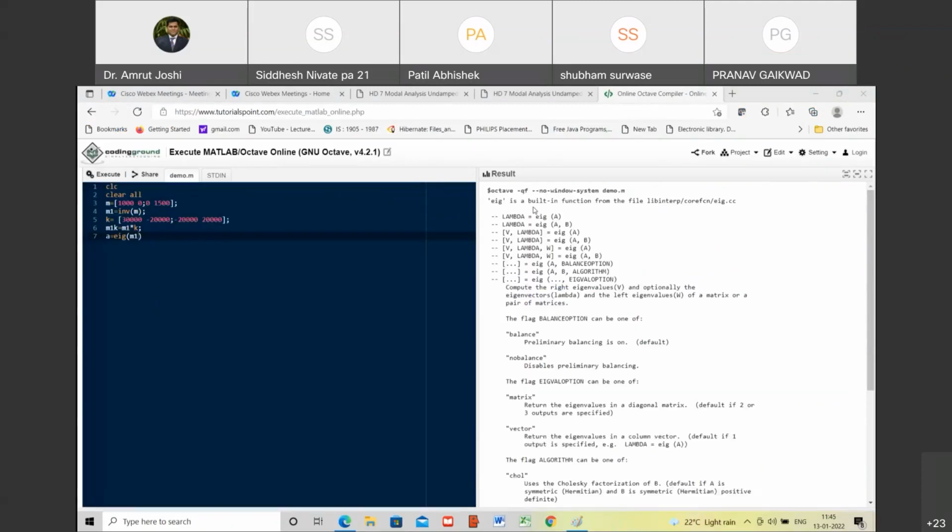So first command, I think recording also was stopped. So till now what we have done is we have inputted the M matrix, we have taken its inverse, we have inputted the K matrix, we have found M inverse K, and now we are trying to find the eigenvalues and eigenvectors of M inverse K. Are you with me?